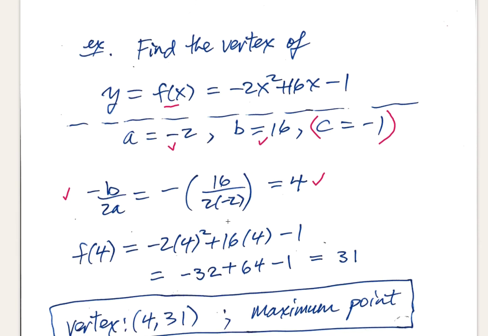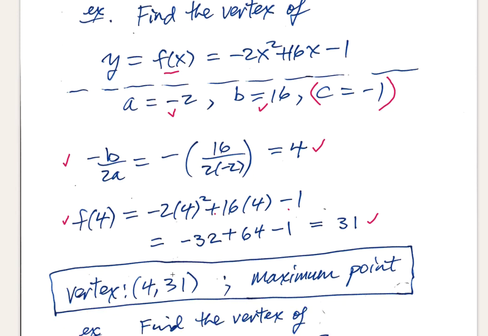Okay, the y-coordinate would just be the function f evaluated at the x-coordinate, that is, the function evaluated at h gives us the k. So let's put that in there. I've got negative 2 times 4 squared plus 16 times 4 minus 1. So we actually compute that. That's negative 32, I think, plus 64 minus 1, and I get 31. Okay, so the vertex is (4, 31).